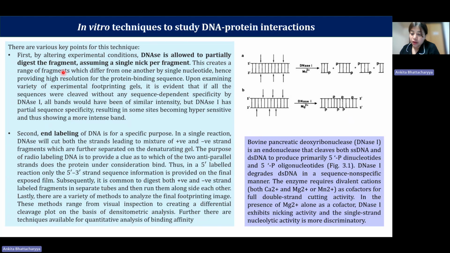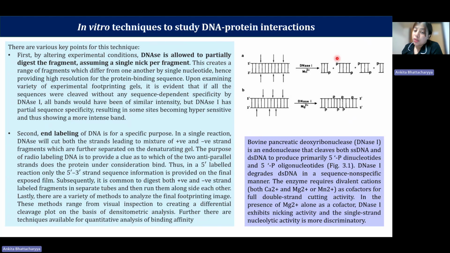Then you have bovine pancreatic deoxyribonuclease 1, or DNase 1, which has been derived from a bovine source. This is an endonuclease which can work on both single-stranded and double-stranded DNA. As a result, it can produce primarily 5' phosphate dinucleotides and 5' phosphate oligonucleotides.